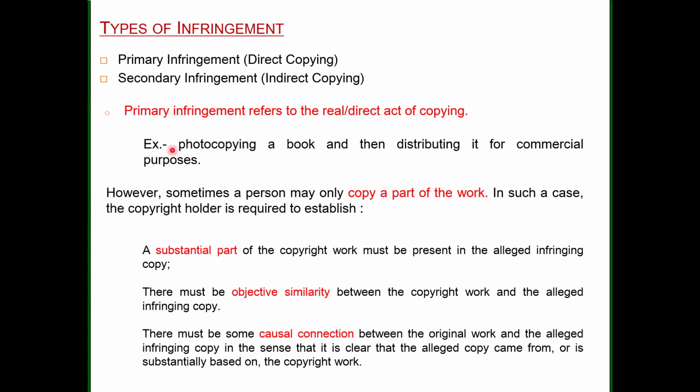Number one, primary infringement. This is the direct act of copying. Direct act. You are copying something. For example, you photocopy a book and you are distributing it for commercial purposes. This is completely a criminal offense. And this is the best example of a primary infringement.